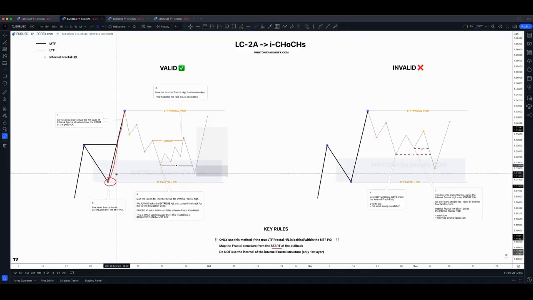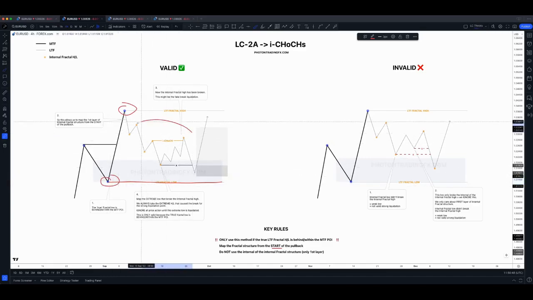So if this is where that true active fractal low is on your lower time frame, well, for us to use the LC2A entry model, where we need a fake break to occur, for a fractal high to be broken, how can we do that? Because the fractal high is up here and the fractal low is down here. So any price action that then forms within here, that would mean that we can't trade it. We'd have to ignore it.